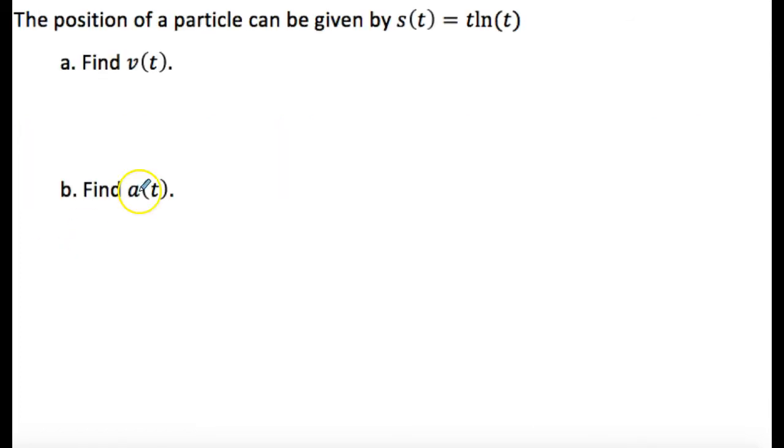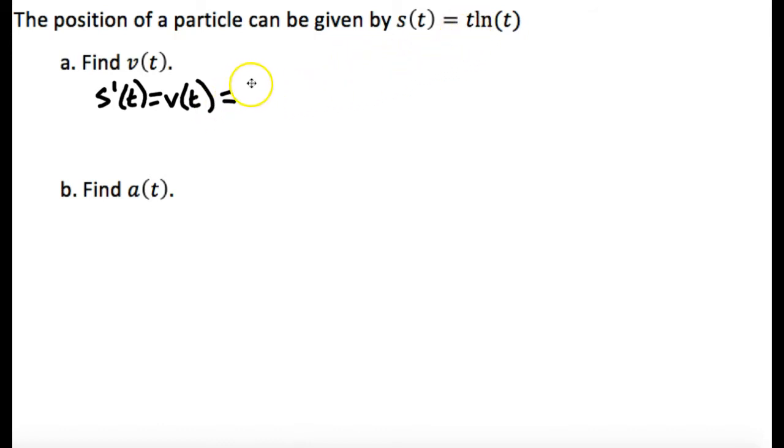All right, so I want you guys to go through and try this one here. Okay, our position function is t times the natural log of t. All right, so go ahead, take a minute, and try to find our velocity function and our acceleration function. All right, so velocity is the derivative of position. So s prime of t is velocity. And this is a product of two functions, so I have to use product rule here.